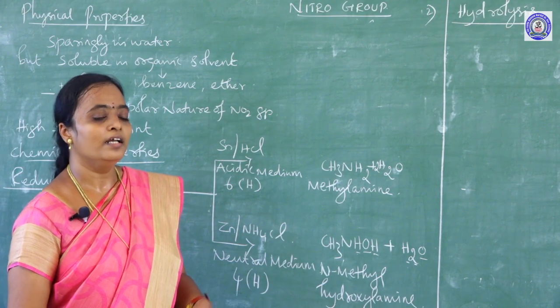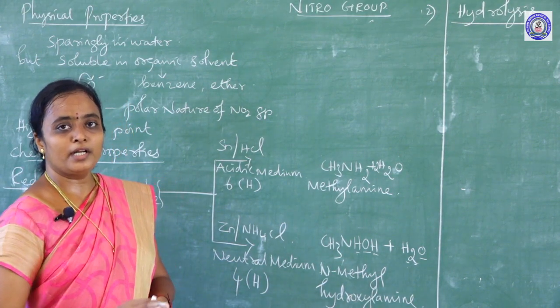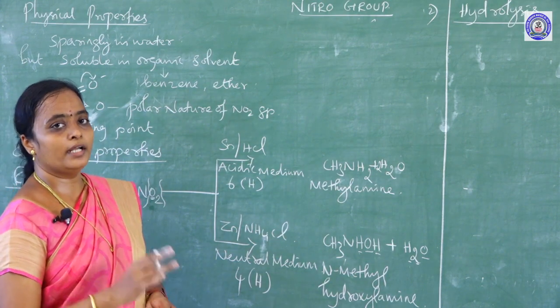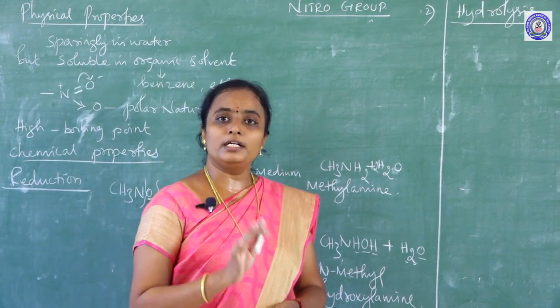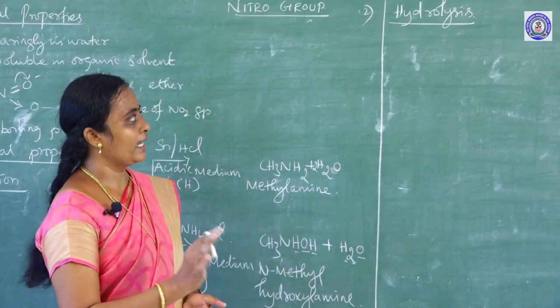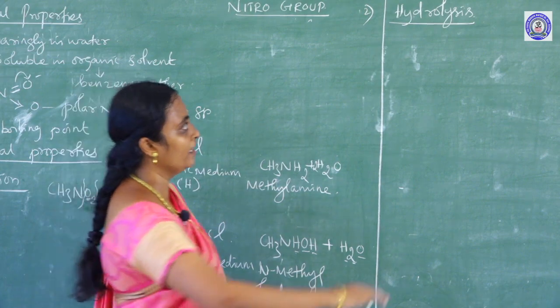What is the reason? You know already, a primary nitro compound contains 2 hydrogen atoms, a secondary nitro compound contains only 1 hydrogen atom, but a tertiary compound has no hydrogen atom. So, there is no reaction for the hydrolysis. Let me take a reaction.